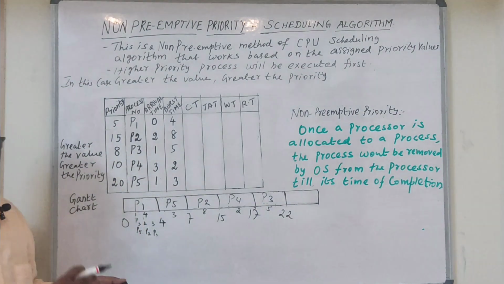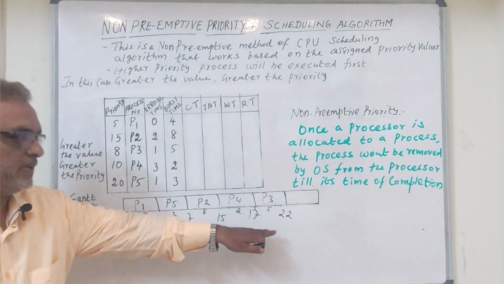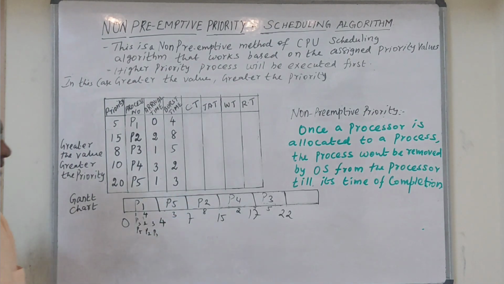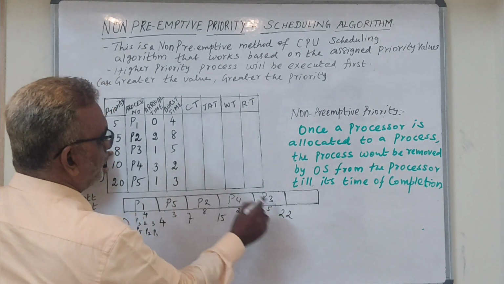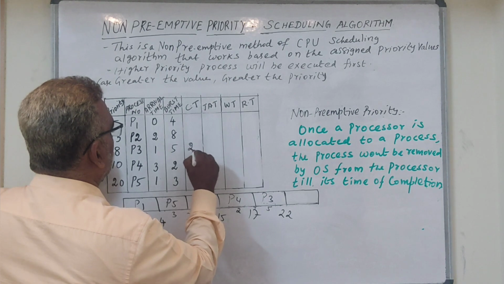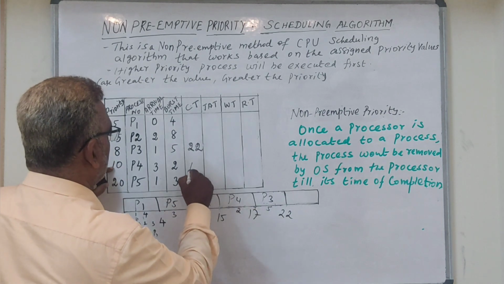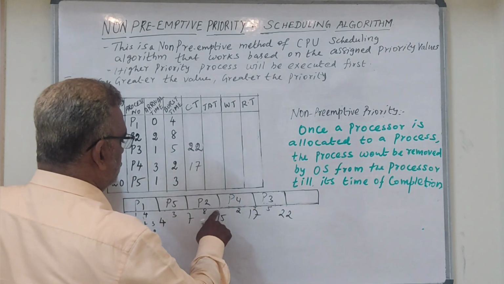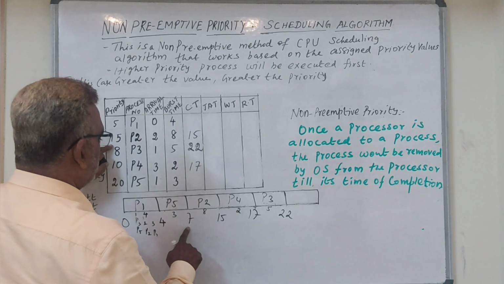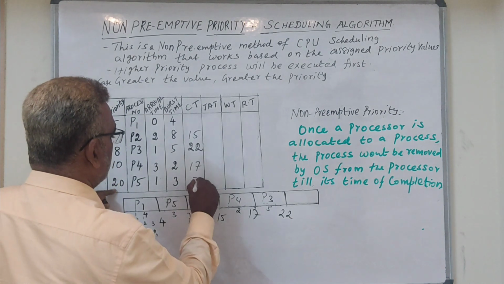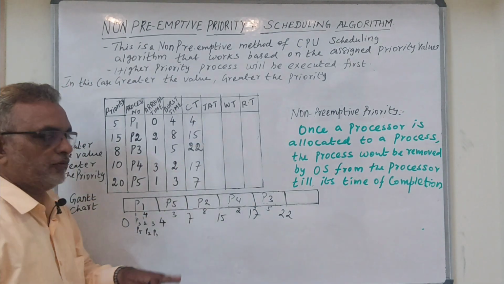With the help of this Gantt chart, we prepared the chart which contains the starting time and the completion time. The completion time of P3 is 22. The completion time of P4 is 17. The completion time of P2 is 15. The completion time of P5 is 7. And the completion time of P1 is 4. Now we have these values.